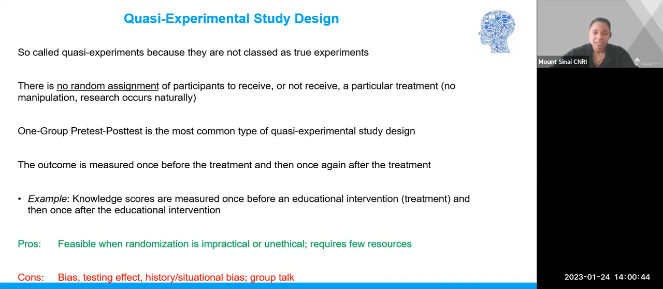The pros to this study design is that it's feasible, especially when randomization is impractical or unethical. And this study design requires very few resources. The cons, however, is bias. You may have a testing effect or group talk. These are common limitations to this study design.